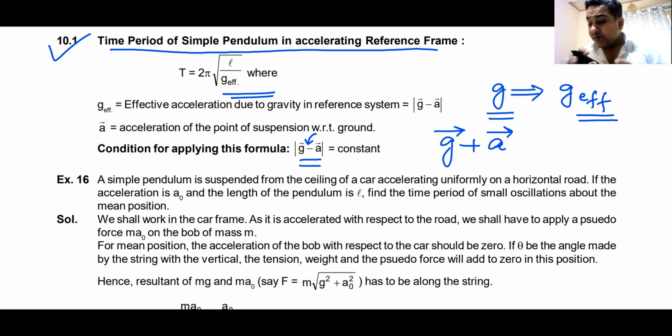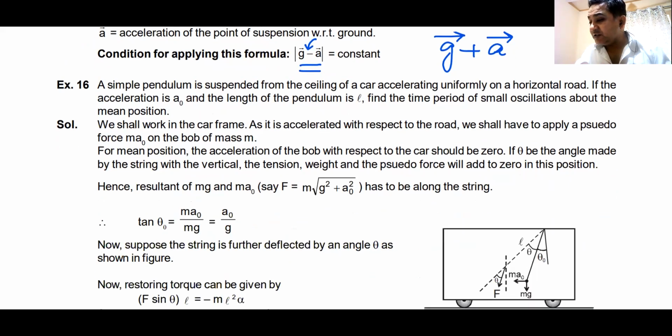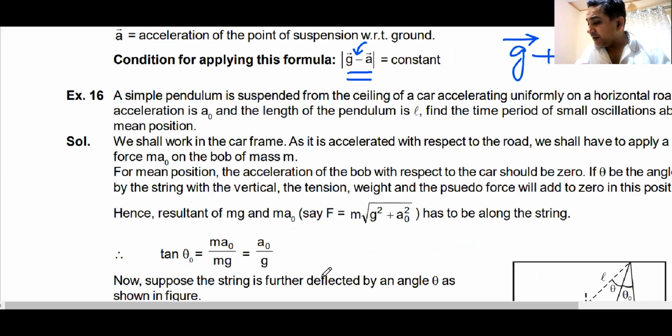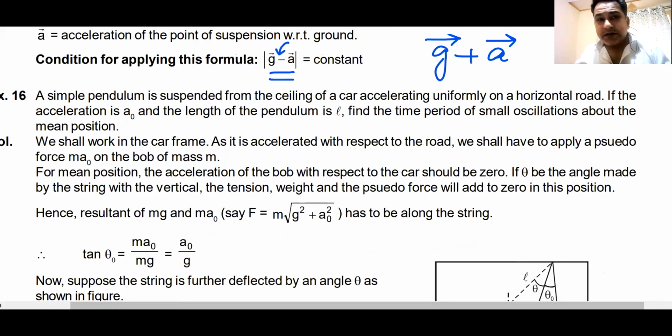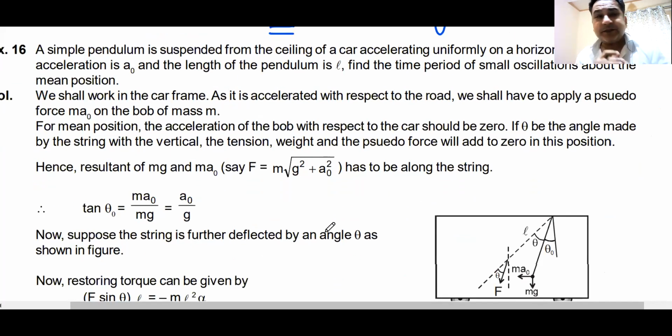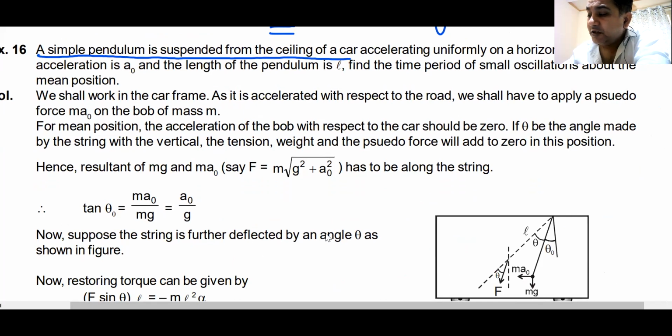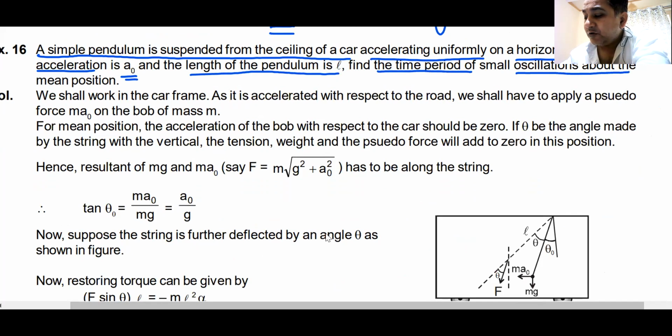If I do it with a question, and this question has come in various forms, in various ways, we can solve this question and understand how this g comes into the picture, how this g becomes a g effective. So I have a simple pendulum. It's suspended from the ceiling of a car, accelerating uniformly on a horizontal road. If the acceleration is a naught and the length of the pendulum is L, find the time period of small oscillation about the mean position.